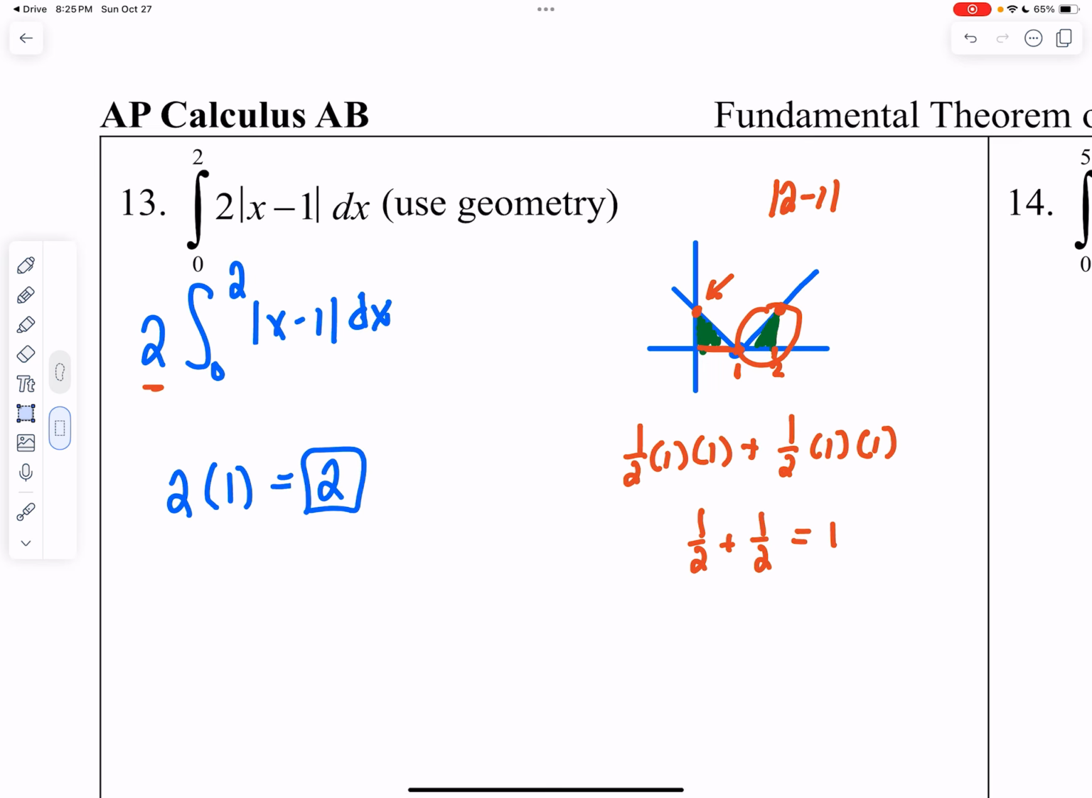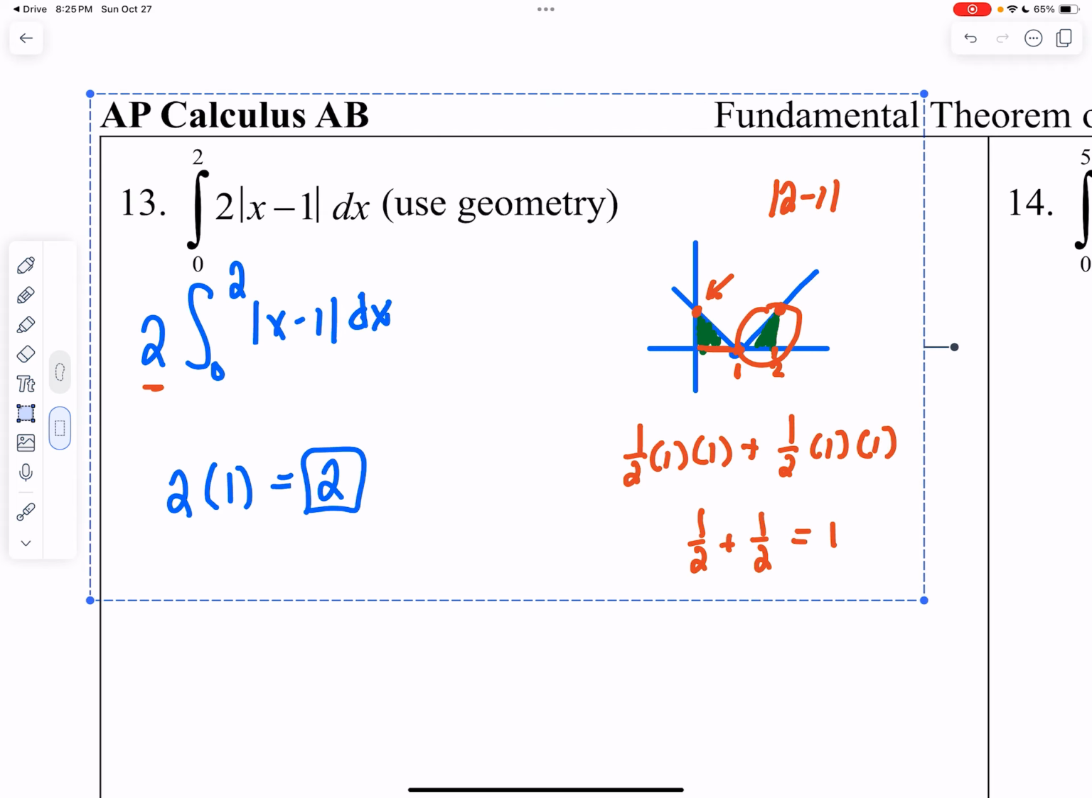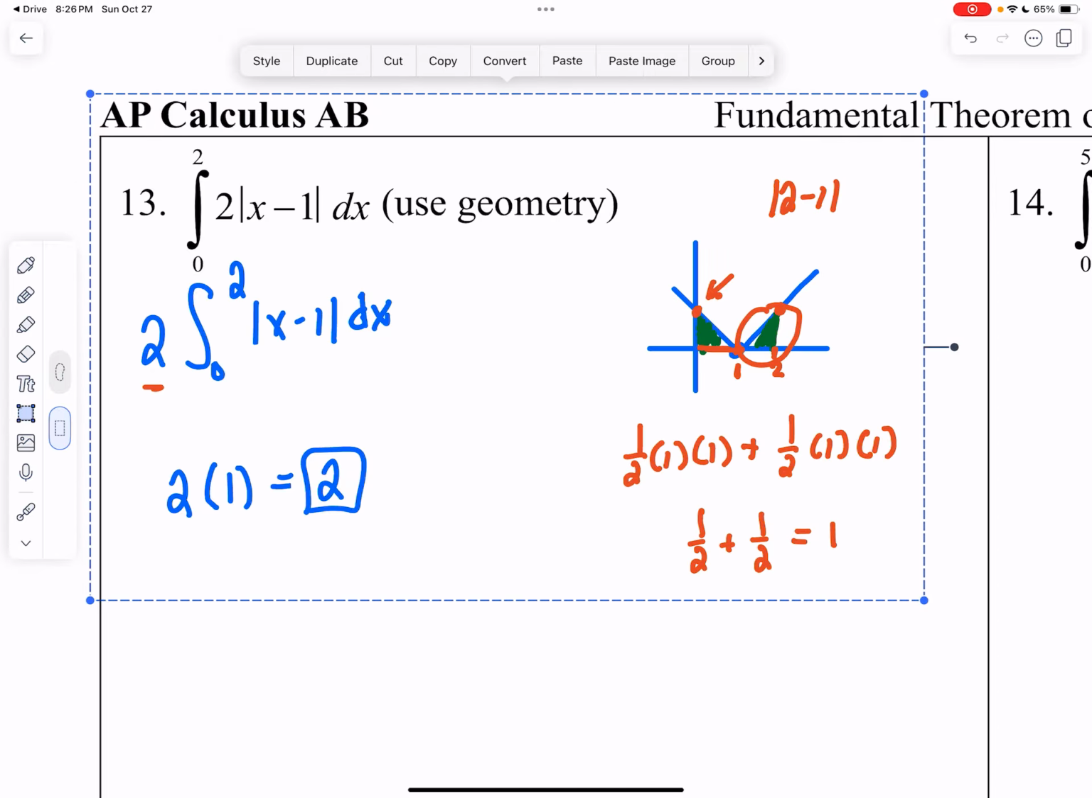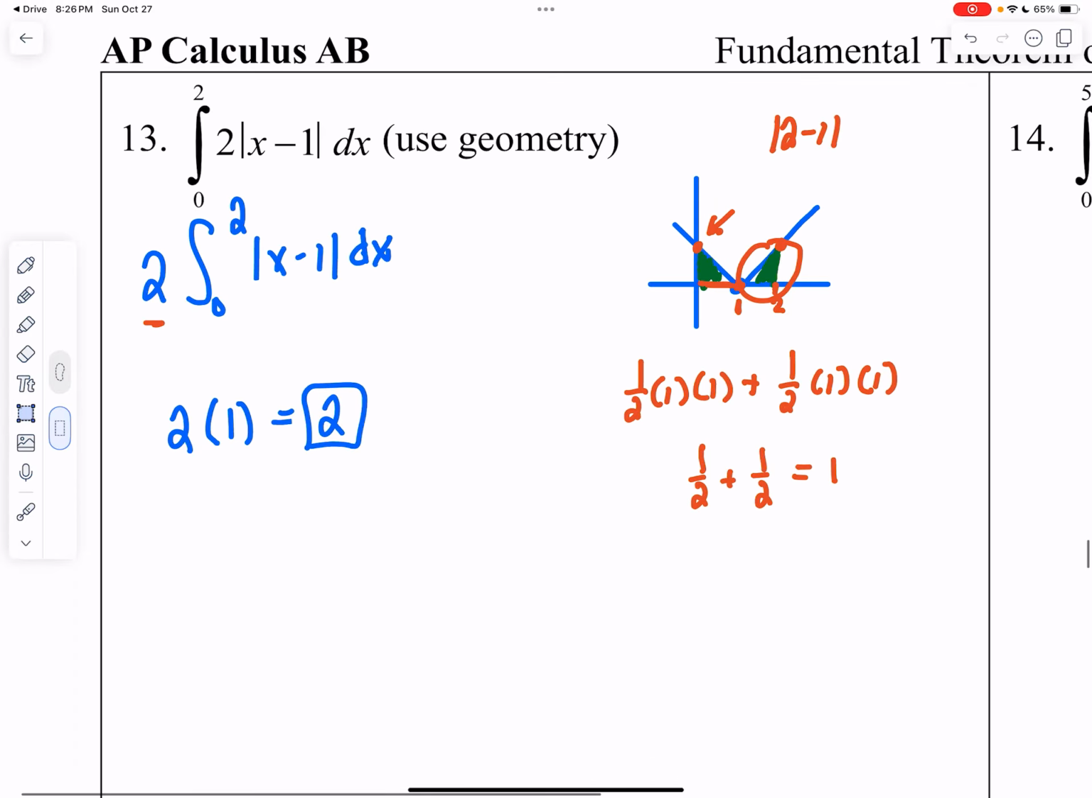Now, we are at the point where we can technically use the fundamental theorem of calculus. It's just that we got to split this up. Notice how here we have the integral from 0 to 2, and we kind of have 2 parts. We have this part at 0 to 1, and then we have this part right here from 1 to 2.